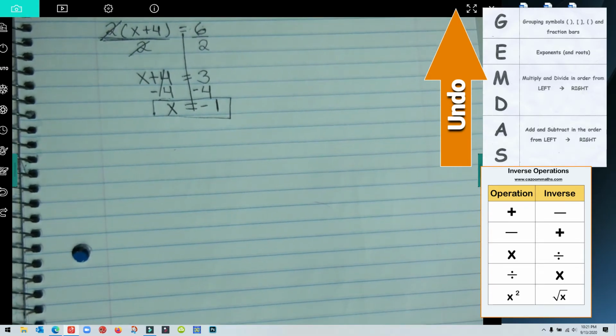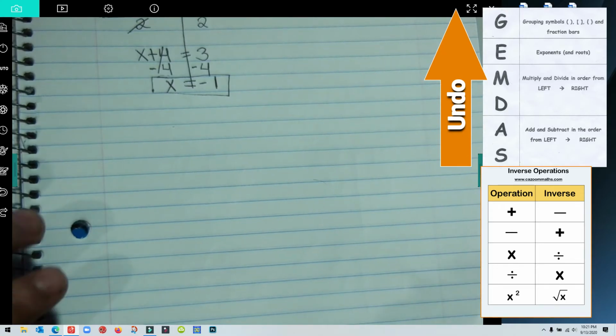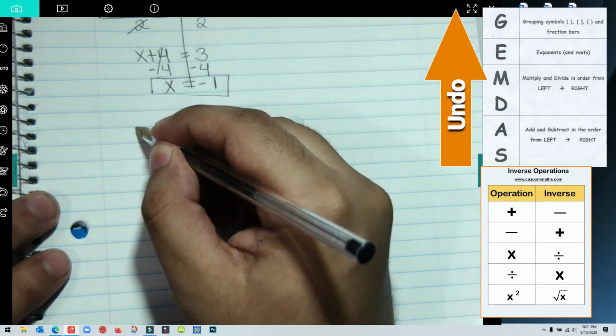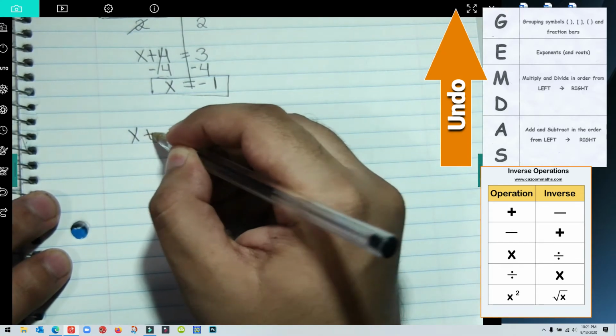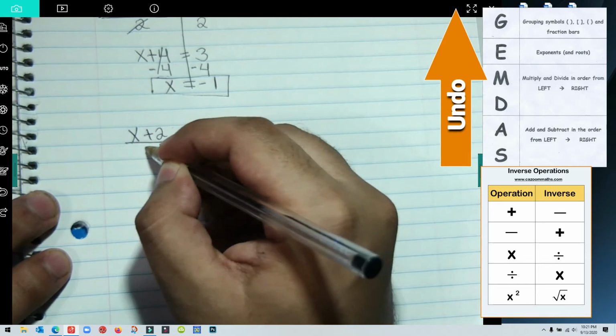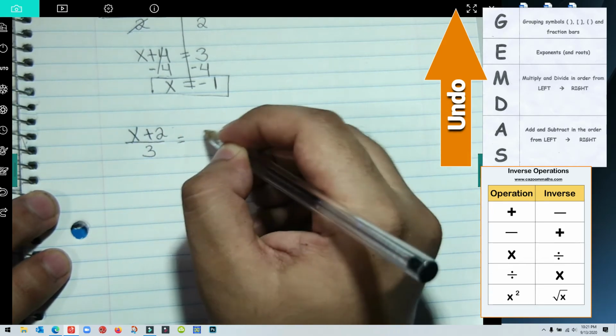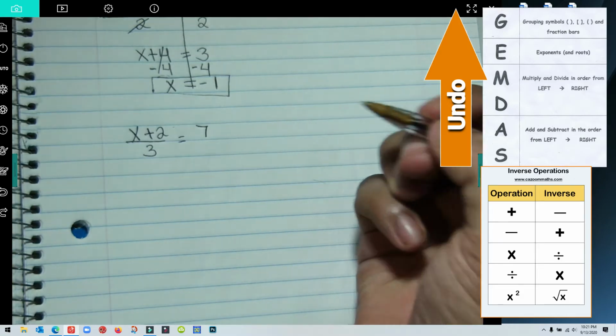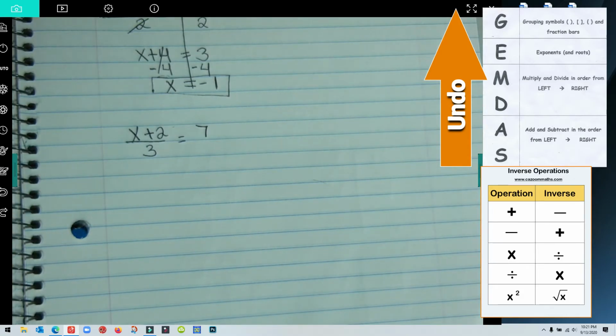Alright, so for our last example, let's say we have x plus 2 divided by 3 equals 7.